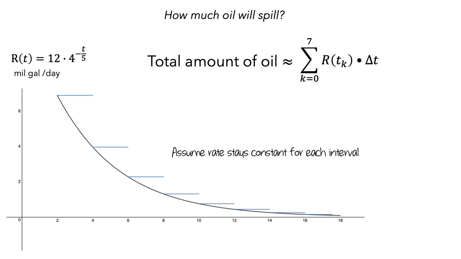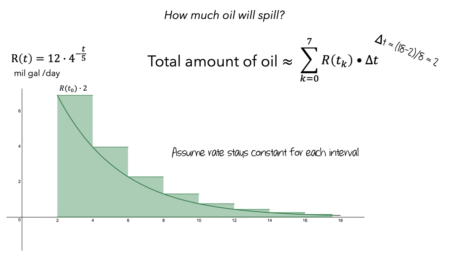In this case, to find the amount of change in time of each interval, we take the total change in time, which is 18 minus 2, and divide by the number of intervals to give us 2 days for each interval. When we multiply the rate by the amount of change in time, our graph looks like this. So we know that to find the amount of oil that spills in the first interval, we multiply R of t sub 0 by delta t. And then we do this for each of the intervals, and then add all of these values up.